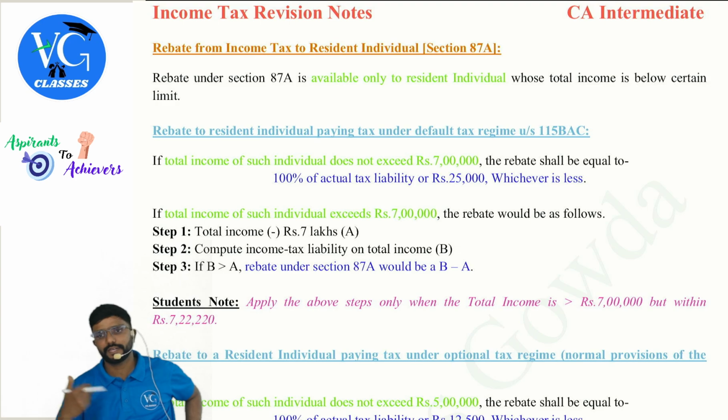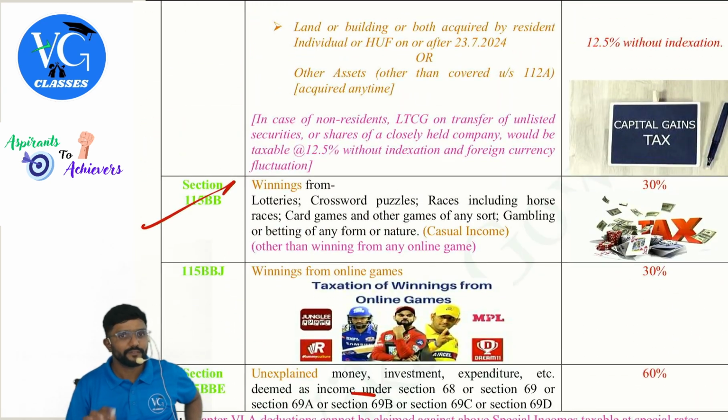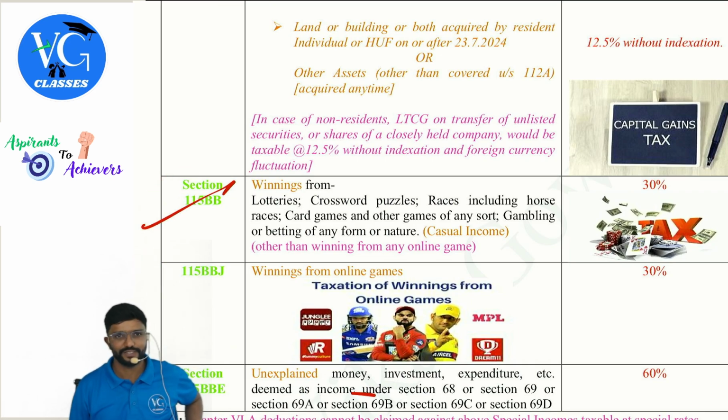Long term loss can be set off against long term gain, short term loss can be adjusted against either short term gain or long term gain. Whereas here you can never have a loss for income tax purposes. Definitely you will have a loss in reality, but for income tax purposes, you are not allowed to claim any loss.